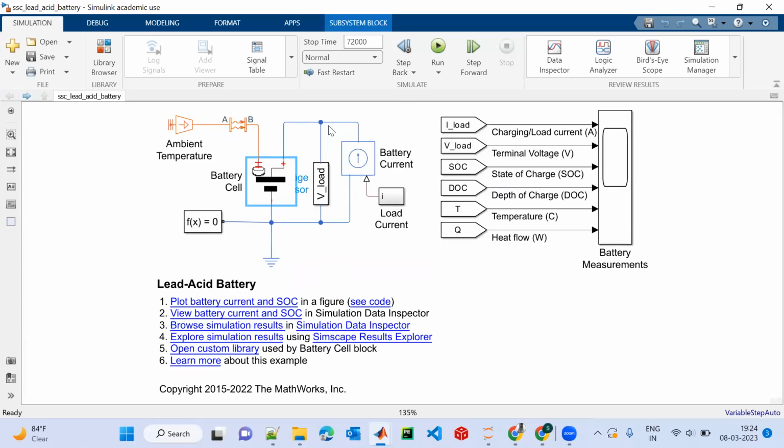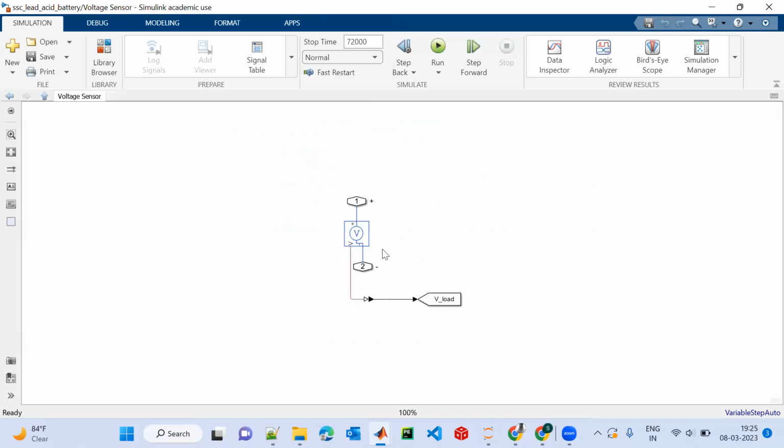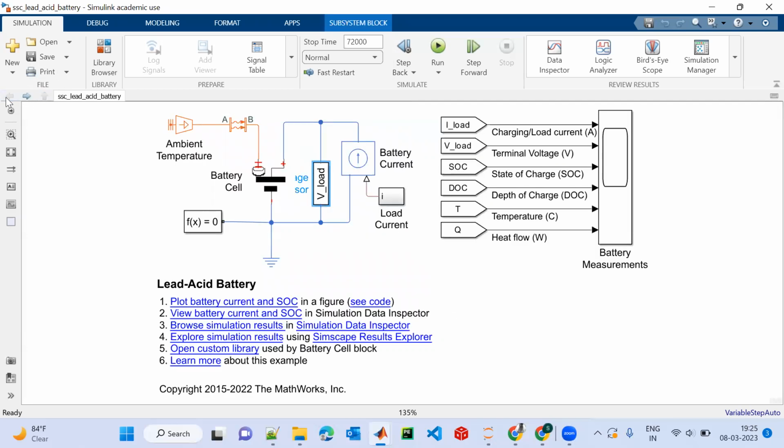Then this is basically the load voltage across the two terminals of this lead acid battery cell, positive and negative terminal. If we go here, we can see one voltage sensor is present, and the value of the voltage we are storing in a Goto block called V_load, so that we can see this with the help of a From block in our scope. Like this, we have used this From block V_load to observe the voltage.